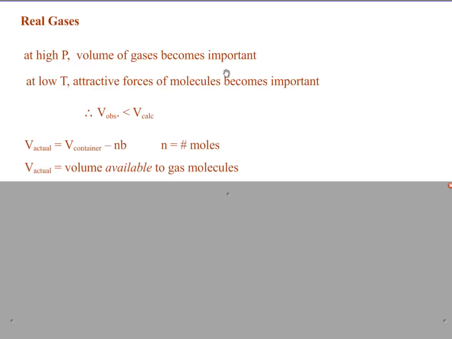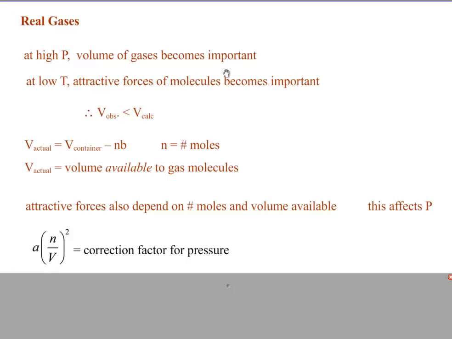So the actual volume of a gas is equal to the container volume of the gas minus a correction constant, nB. N stands for the number of moles. B is a correction volume factor that chemists before us have figured out for our use, thank heavens. There's a chart of these values in chapter 5 near the back of the chapter. And so the actual volume of the gas is the volume that's available to the gas molecules to move around. So we're subtracting out the volume of those gas molecules to give us the actual volume of the gas.